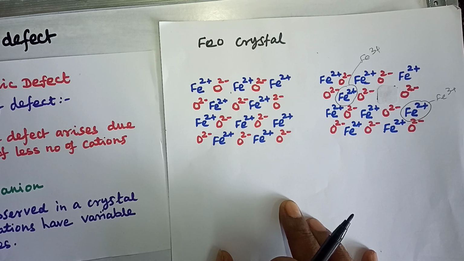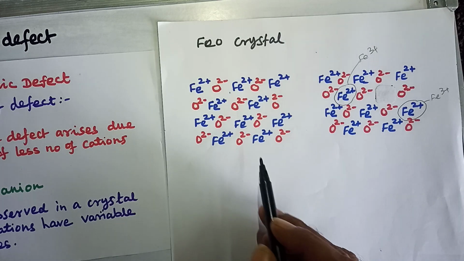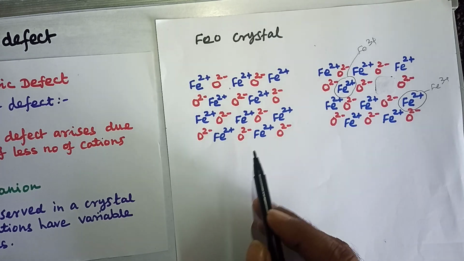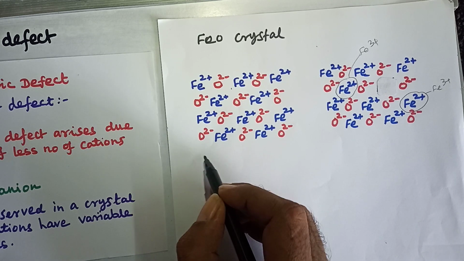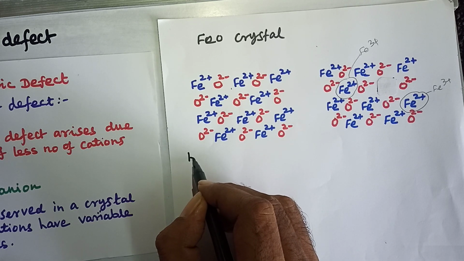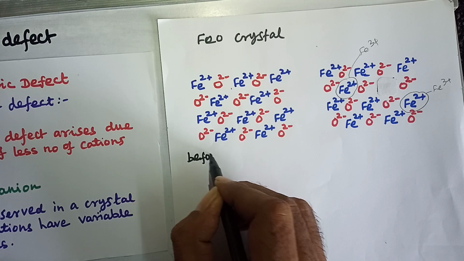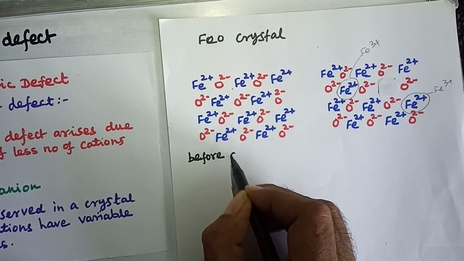So what is metal deficiency defect? The metal deficiency defect arises due to the presence of a smaller number of cations than anions. Now in this FeO crystal, let us calculate the number of cations and anions before the defect.